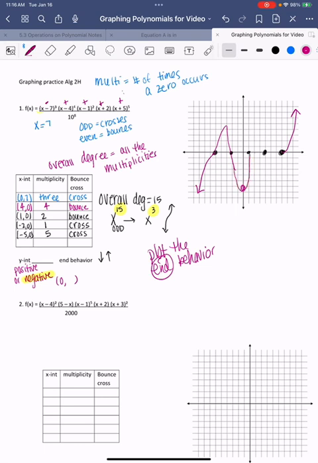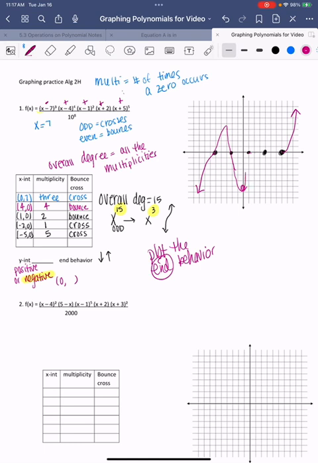I'm going to come back up to 1. At 1, according to my chart, I bounce. So I'm going to come up from below the x-axis, I'm going to hit the x-axis, and I'm going to bounce off and go back down. This is a terrible graph. I'm going to erase it in here and just draw something a little bit better.